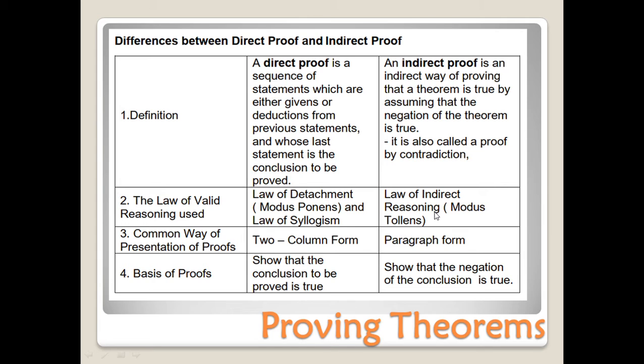Kinokontra natin. Kinocontradict natin. So, in proving a statement using direct proof, ang ginagamit natin na way ay 2-column form. So, i-discuss ko siya mamaya. Kapag indirect proof naman, ang ginagamit ay paragraph form.